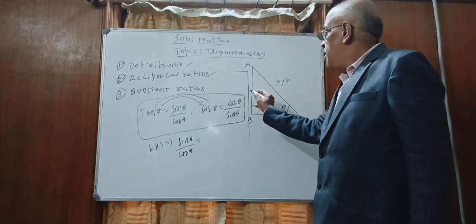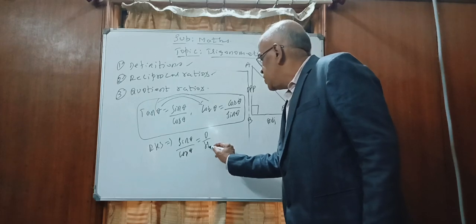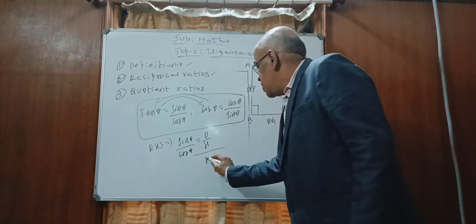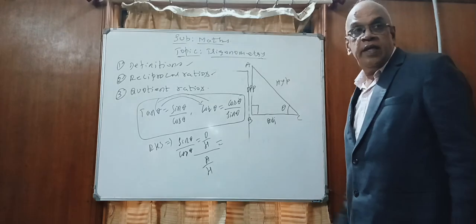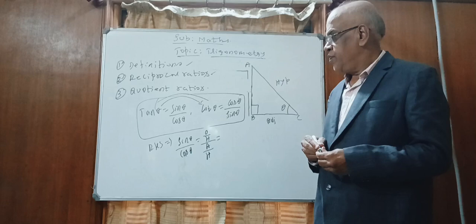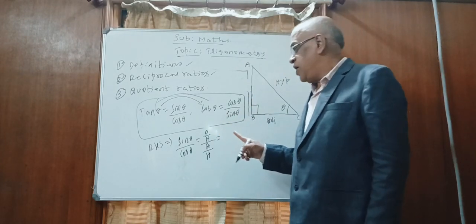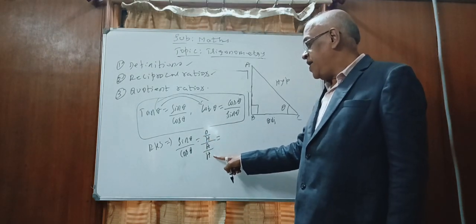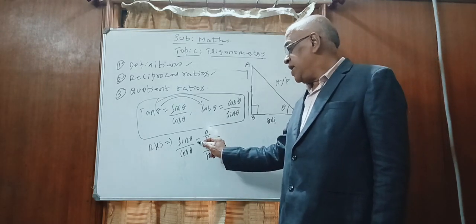What is sin theta? Opposite by hypotenuse. And write O by H whole divided by cos theta. What is cos theta? Adjacent side by hypotenuse. Dear children, in algebra also you get confused. Tan theta is equal to sin theta by cos theta. Now, what is sin theta? Opposite by hypotenuse. What is cos theta? Adjacent by hypotenuse.